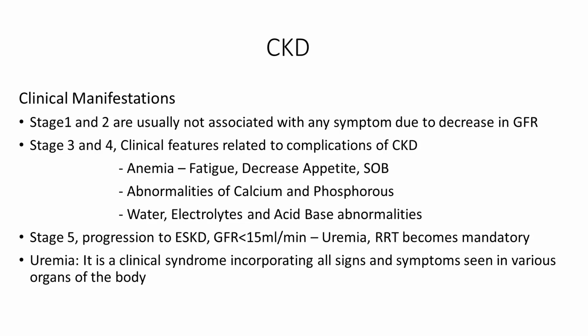In stage 3 and 4, whatever clinical features the patient presents with are related to the complications of chronic kidney disease. For example, the common complications are anemia, which can lead to fatigue, decrease of appetite, and shortness of breath. Abnormalities of calcium and phosphorus homeostasis may lead to bone pains, fractures, etc. Water, electrolyte, and acid-base abnormalities. Stage 5 is progression of CKD to end-stage kidney disease or ESKD, when the GFR is less than 15 ml per minute, and then the most common manifestation is uremia.